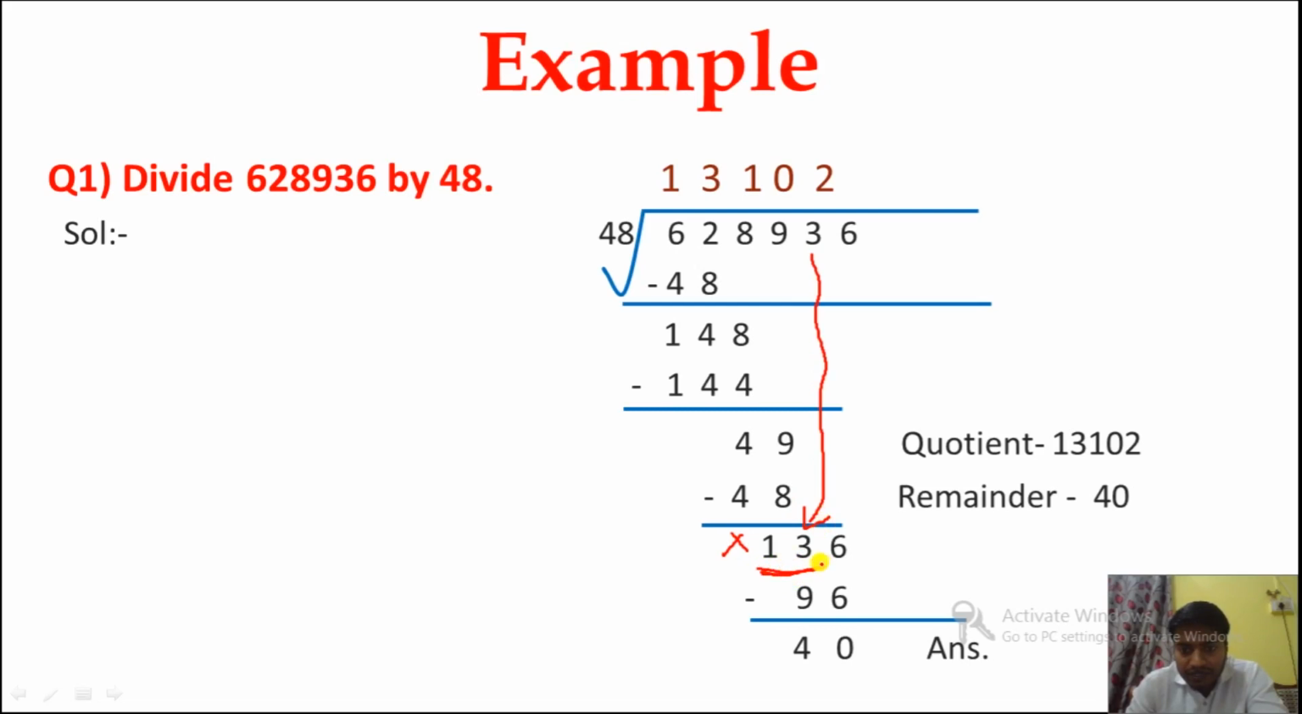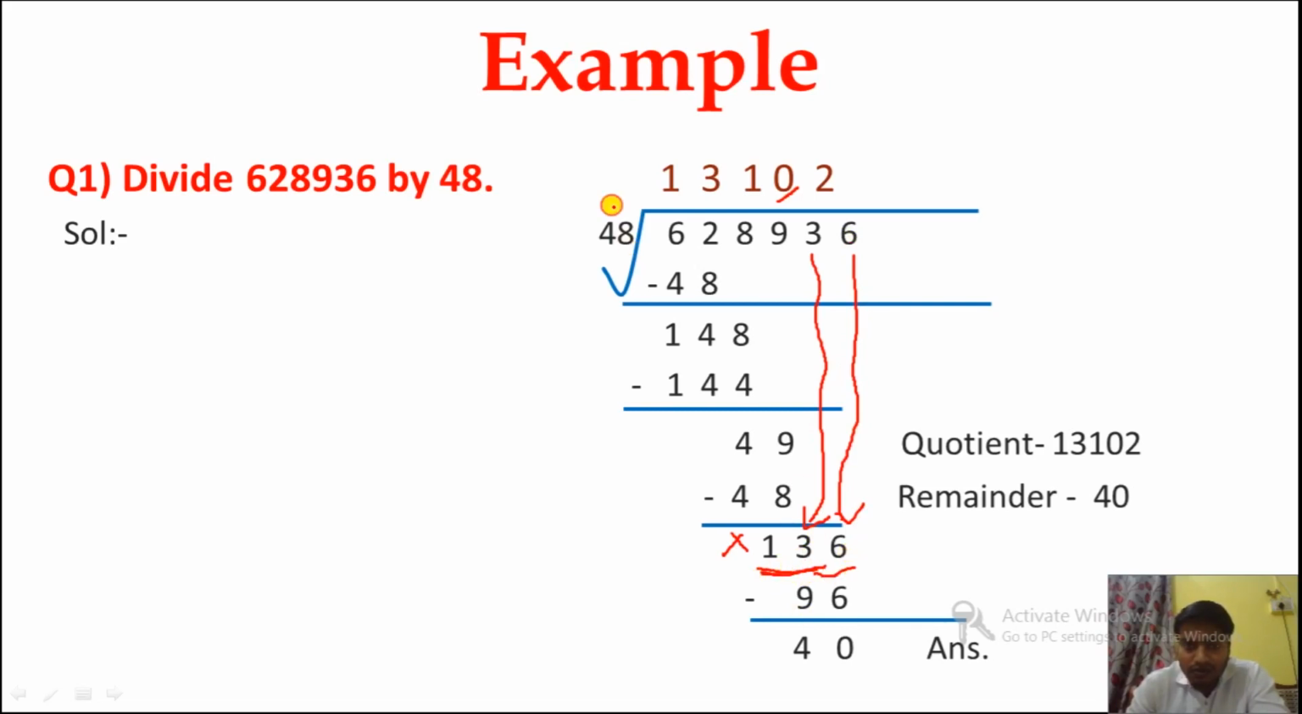Now it became 13, which is less than 48. So now we cannot divide. So we have to take another number from the dividend. Okay, so at the same time we cannot take two numbers. But for taking two numbers at the same time we have to give 0 in the quotient. Okay, as you can see here, we are supposed to give 0, then we can take another number from the dividend. Okay, so after giving 0 we can take another number at the same time. Clear? So now it became 136.